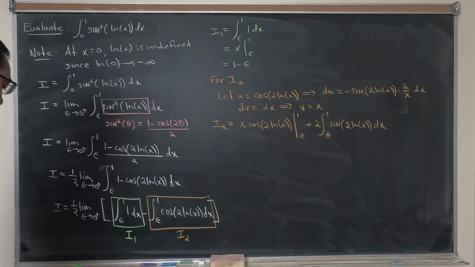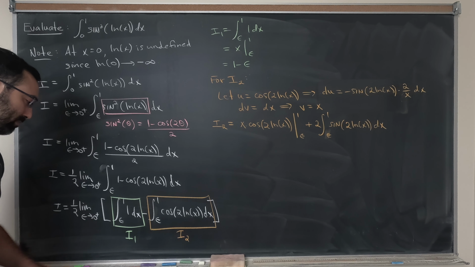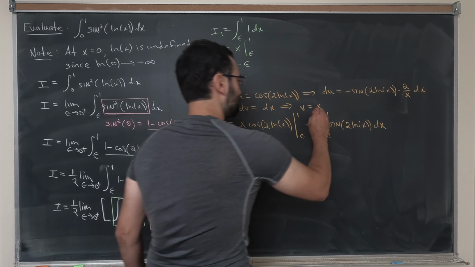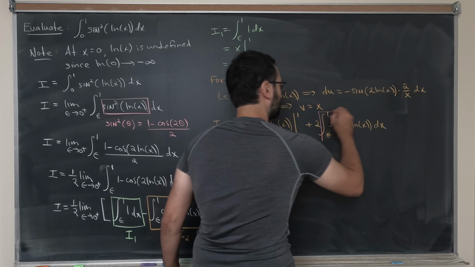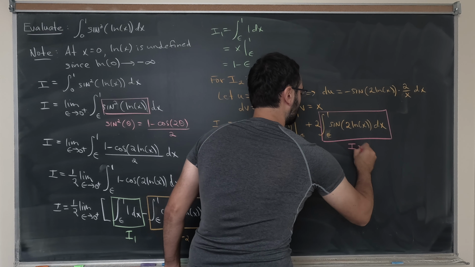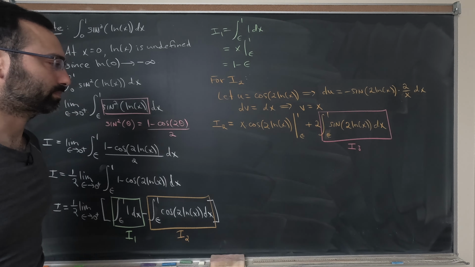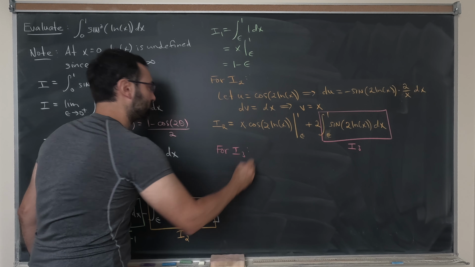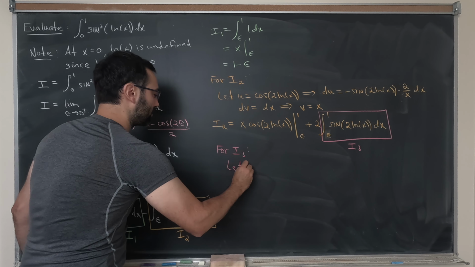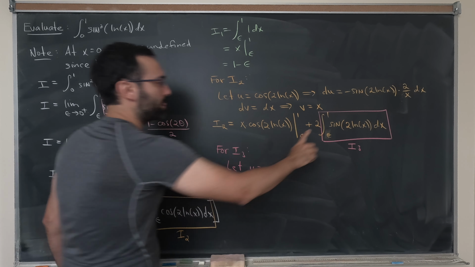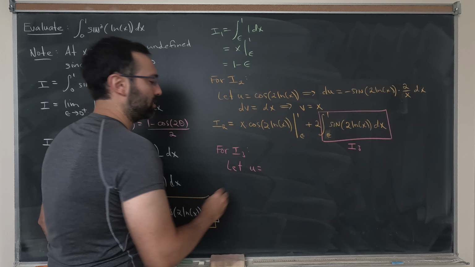But now we're going to use integration by parts one more time on this integral right here. So we'll call this I3. So for I3, same idea as up here, we'll let u equal sine of 2 ln of x.